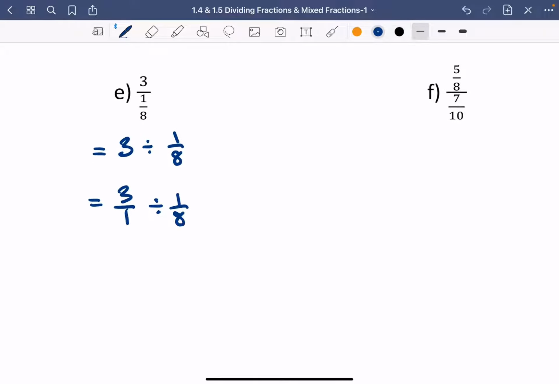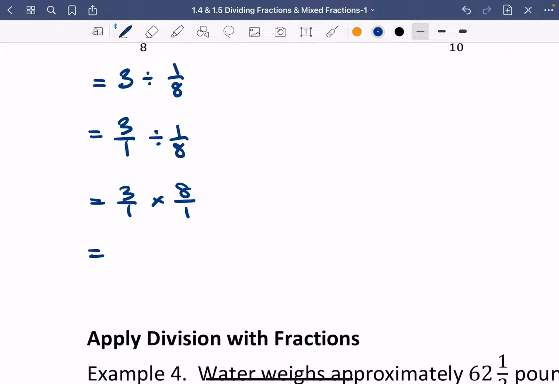And then we'll change it to multiplying the reciprocal, multiplying the flip of the second fraction. So that's 8 over 1. 3 times 8 is 24. 1 times 1 is 1. 24 over 1 is the same as saying 24 divided by 1, which is just 24.